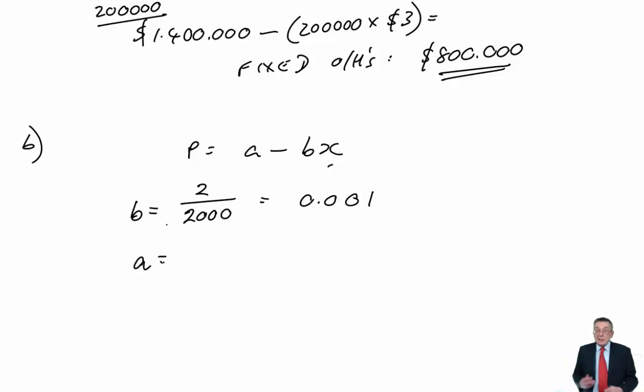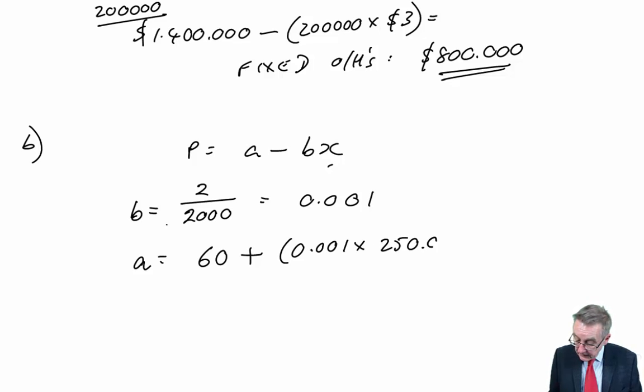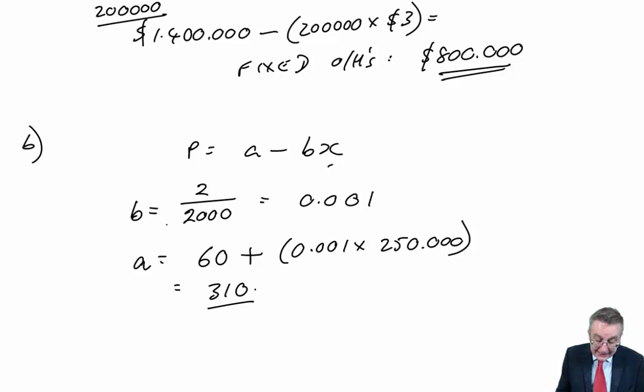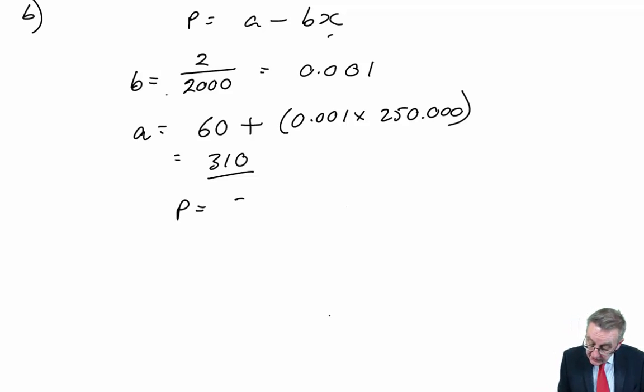A is the maximum selling price when the demand is 0. Well, to calculate A, take whatever the current price is, or the one that's given, which is in the fifth line of the question, 60. If we had a price of 60, demand would be 250,000 units. For demand to be 0, it's going to have to be higher. Well, it's higher by B times the expected demand. So 0.001 times 250,000 gives A the maximum selling price as being, I hope I'm right, I get 310. And so the price-demand equation is P is 310 minus 0.001 times the demand.